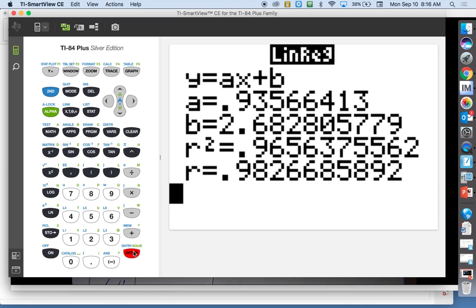So tomorrow we'll work through trying to interpret and answer a lot of questions. And then on Wednesday, we're going to do another activity. So we'll try and see what else we can do with the calculator and group these together.